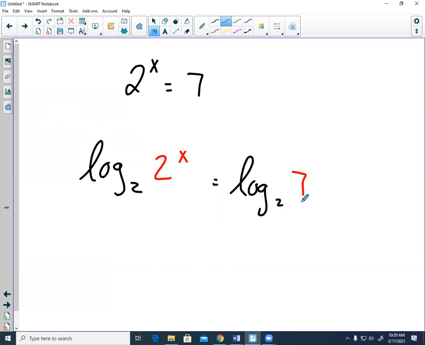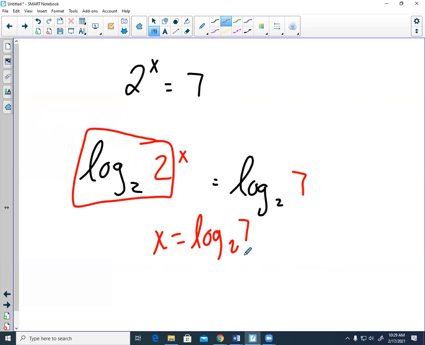And then as we learned with logs, when I take log base 2 of itself, it goes away. So that expression right there will cancel. And it will leave me with x equals log base 2 of 7.